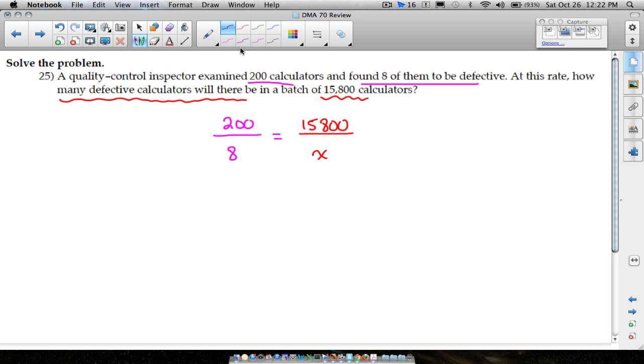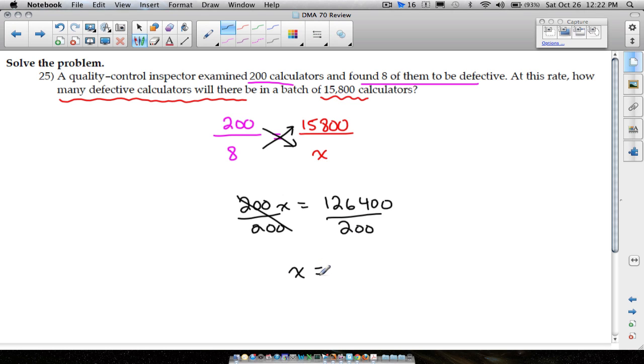This is another proportion. You've got a fraction equal to a fraction, cross multiply to solve it. 200x is equal to 15,800 times 8, which is 126,400. Divide both sides by 200 to get x by itself. So we have x is equal to 632.